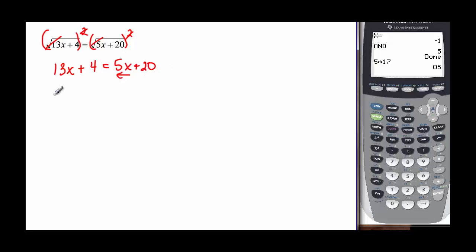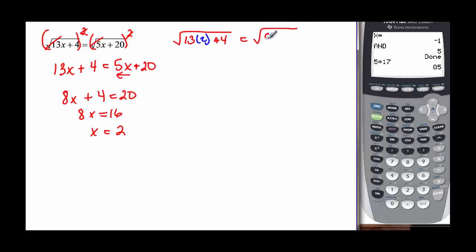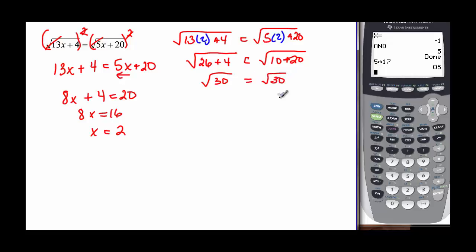I'll subtract my 5x from both sides, and that'll give me 8x plus 4 equal 20. And if I subtract the 4 from both sides, that'll give me 8x equal to 16. And if I divide by 8, x should be equal to 2. But is it really equal to 2? Well, let's see. The square root of 13 times 2 plus 4 is supposed to be equal to the square root of 5 times 2 plus 20. The square root of, this is 26 plus 4, which ended up being the square root of 30. And this one gives me 10 plus 20, the square root of all that, which is the square root of 30. And they are exactly equal, so we can say that x is equal to 2.